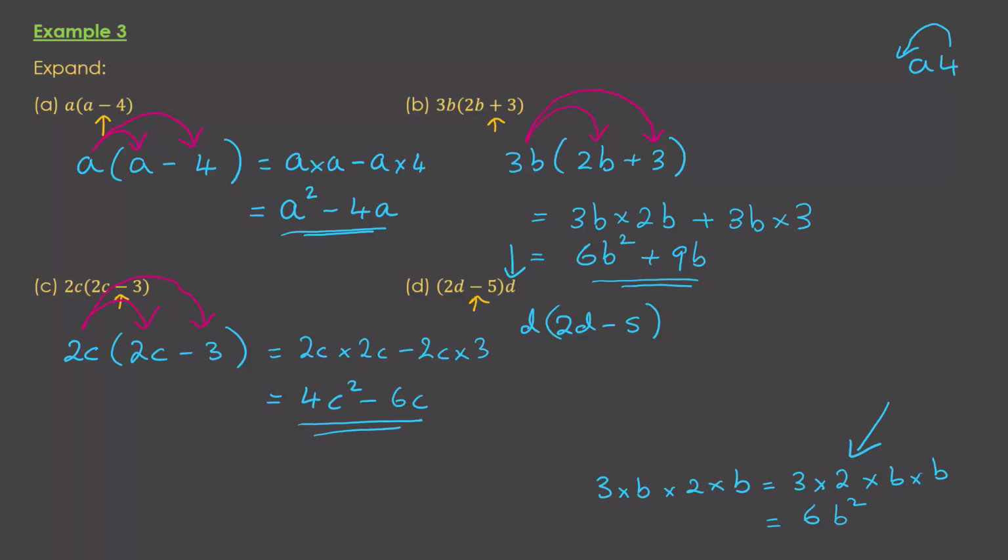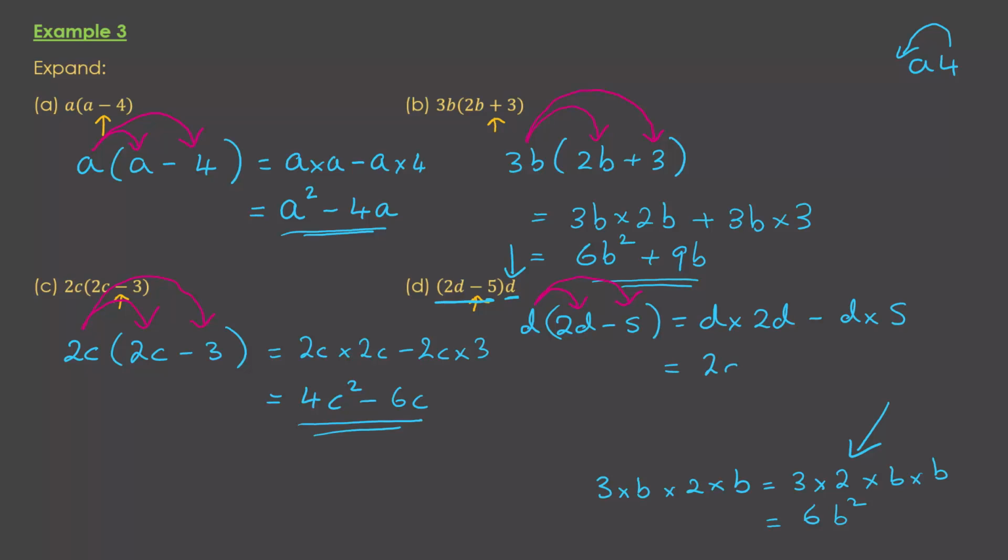Let's just move it around the front. Essentially what we're doing is multiplying the bracket by D, and the order of multiplication doesn't matter. And we're used to having it at the front. That would be the algebraic convention. So we'll multiply like so, and we'll get D times 2D take away D times 5.